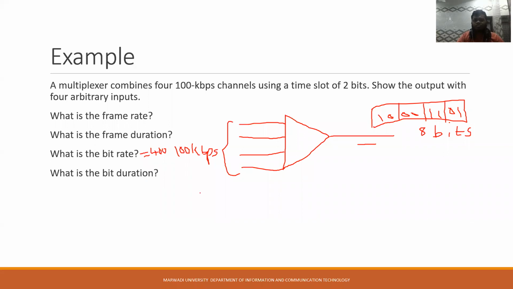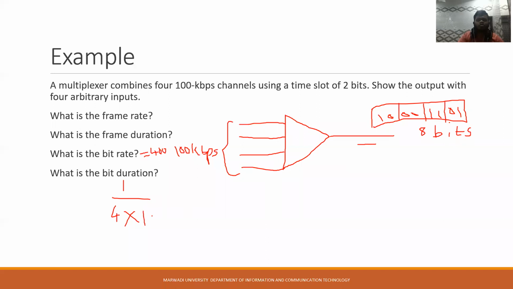Then we will see the bit duration. We have the bit rate, that is 400 kbps. So bit duration would be 1 upon 400 into 10 raised to 3, that is 4 into 10 raised to 5. This would be equal to 2.5 microseconds, if I'm not wrong.